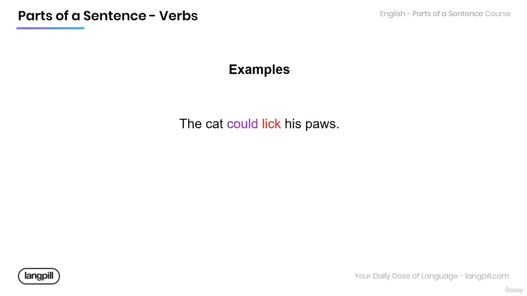Here we have the cat could lick his paws. And if you remember, could is one of those verbs we call the modal verb, and lick is our main verb.